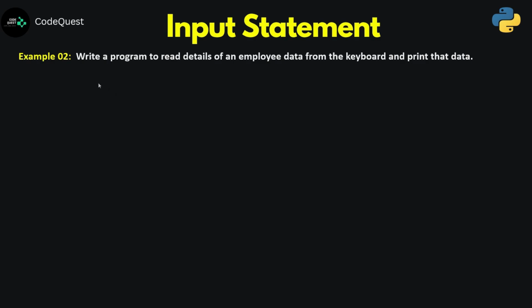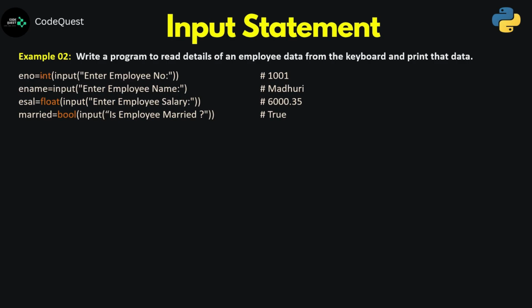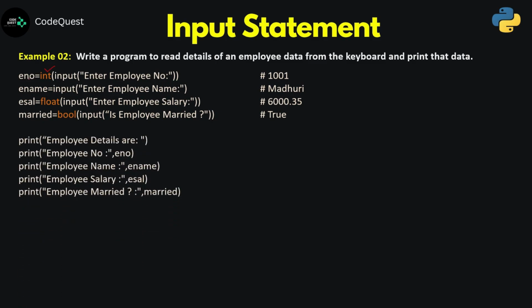So let's see one more example, where we are trying to read the details of an employee from the keyboard, and we want to print those details. So here we have taken the input function once again, but this time we are converting to int, so that eno is going to carry some integer value. Similarly, ename, because it is normally a string, I'm not going for any kind of typecasting here. Third one, employee salary, let's say we are trying to convert into float type, and this married is going to carry some boolean result.